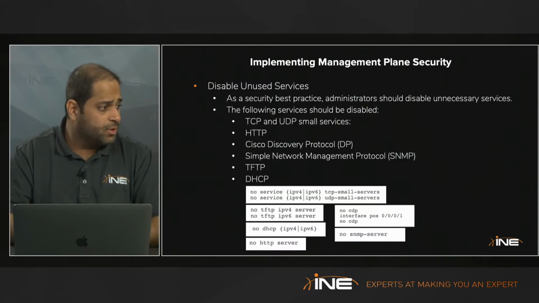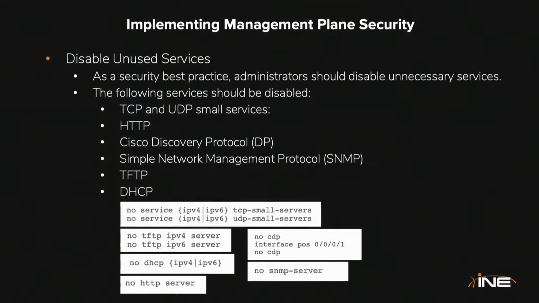So here is an example of disabling TCP and UDP small servers. The command is no service IPv4 or IPv6, TCP small servers, UDP small servers. To disable TFTP, the command is pretty straightforward, no TFTP IPv4 server and no TFTP IPv6 server. To disable DHCP services, no DHCP IPv4 or no DHCP IPv6. And again, to disable HTTP, the command is no HTTP server. If you look at IOS XE, the command was no IP HTTP server.